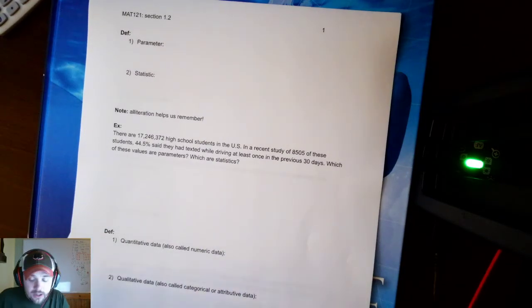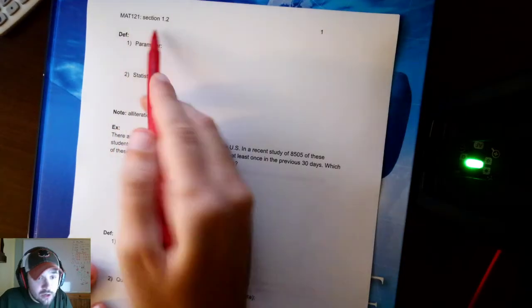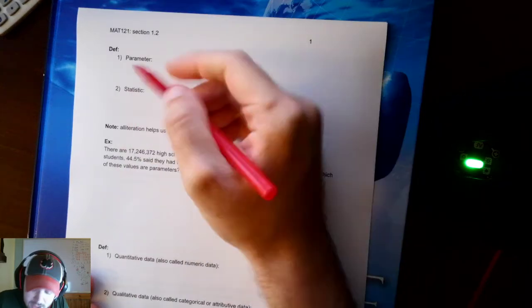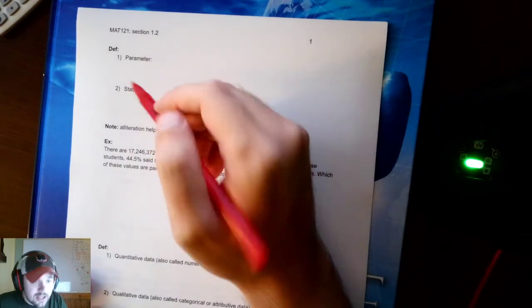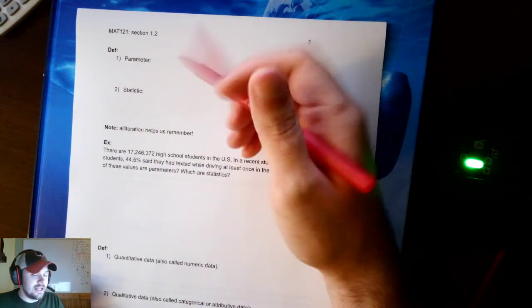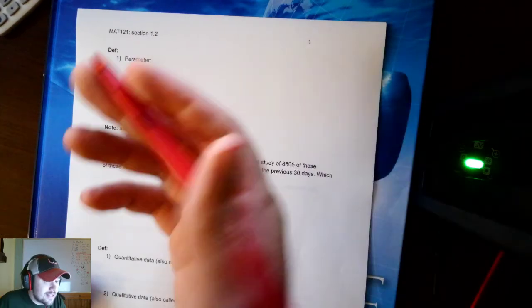Today we're going to talk about Math 121 section 1.2 and we'll get started with a couple definitions. First, parameter and statistic. These are dual definitions in that they will be related in some way or another, and that'll be a theme throughout this chapter.